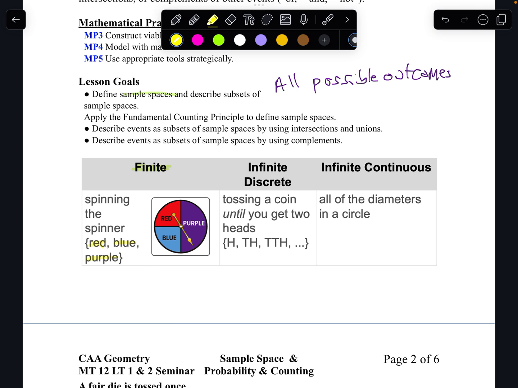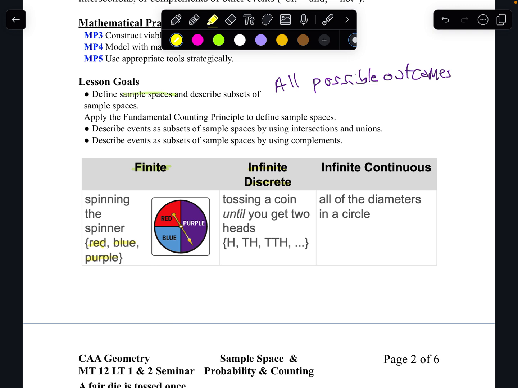Infinite, we know, goes on forever and ever. But infinite discrete means I can actually list them out. The example they gave here is I'm going to toss a coin until I get 2 heads in a row. So if I get heads and I get tails, nope. And then I get heads and then tails and tails. Notice I could go on forever until that happens. But eventually I'm going to get 2 heads in a row and then I'll stop. So we call that infinite discrete.